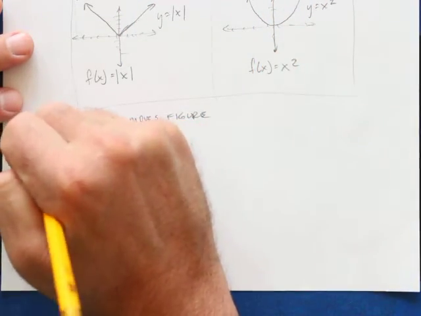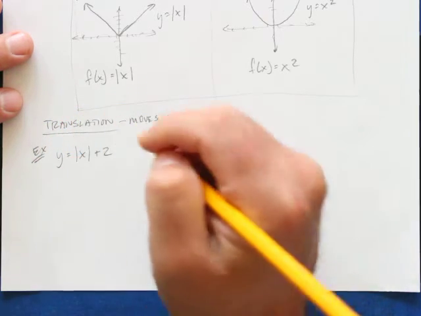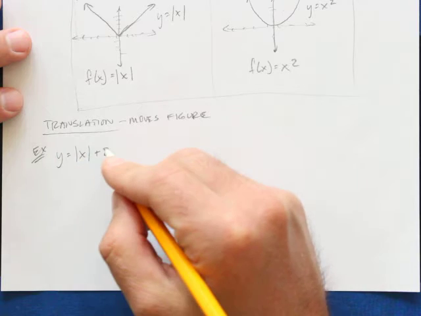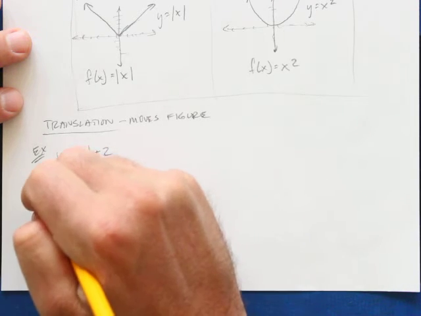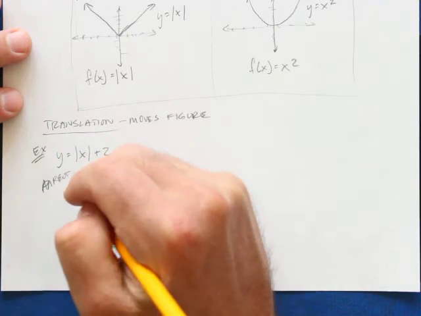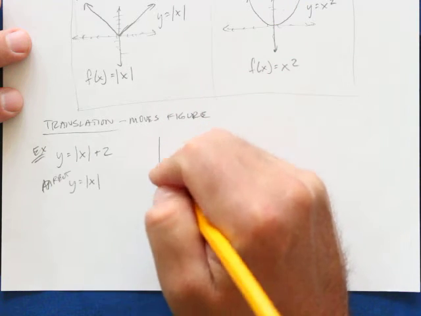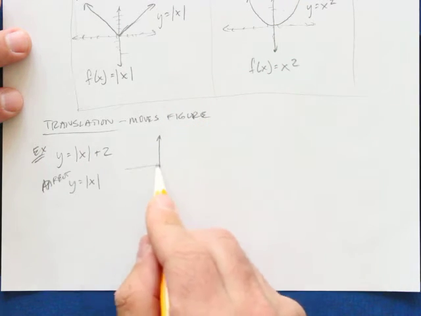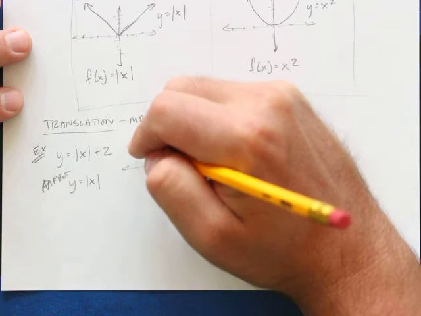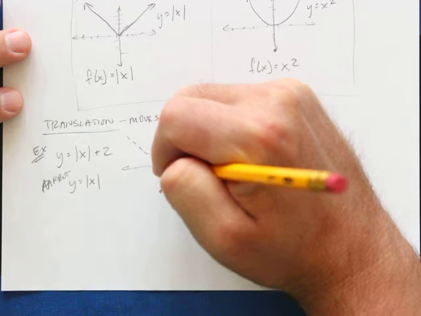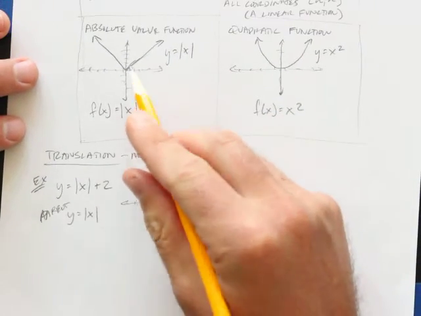So here's an example. Y equals the absolute value of x plus 2. So my parent graph is y equals absolute value of x. So when we want to graph this based on this translation, we can say, here's my parent. We just do the dotted line for the parent, y equals the absolute value of x, which is that one right there.